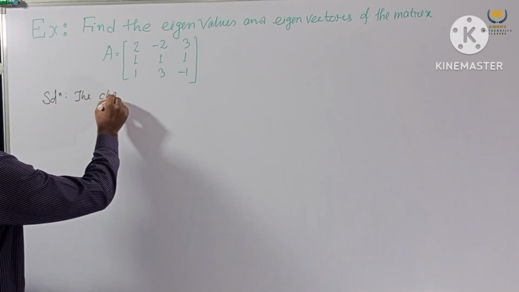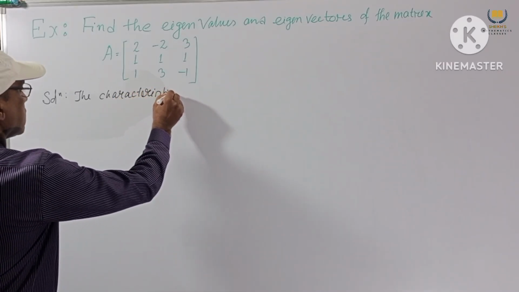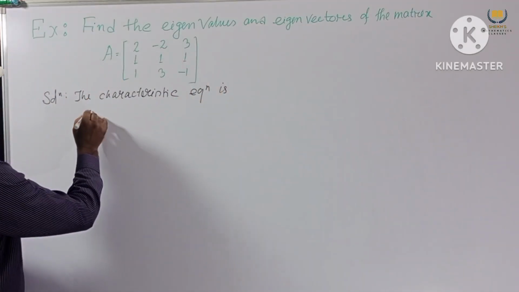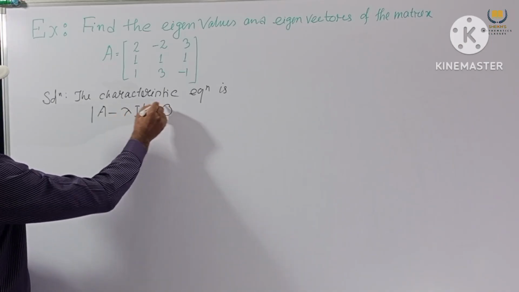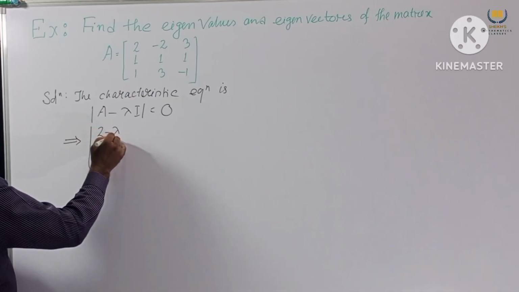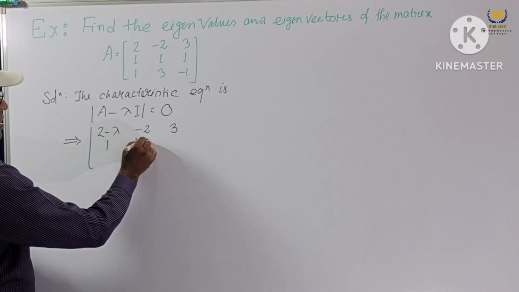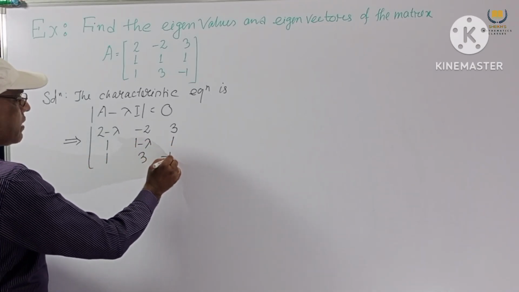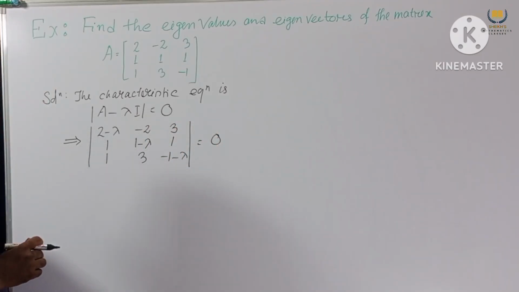The characteristic equation is determinant of A minus lambda I equal to 0. This implies the determinant with rows (2 minus lambda, minus 2, 3), (1, 1 minus lambda, 1), (1, 3, minus 1 minus lambda) equal to 0. So we get this.